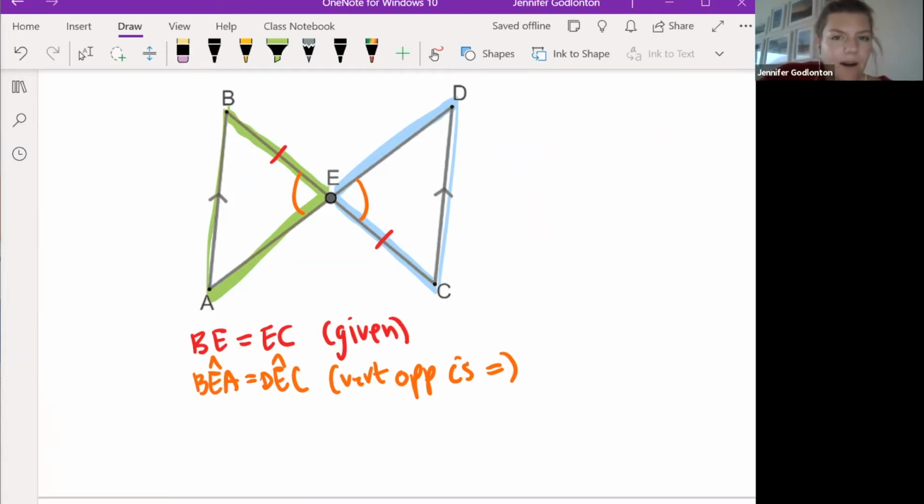All right, so I need a third one now. Omacholo, can you tell me a third thing that is the same in both of these triangles? You just need to unmute from your side. There we go. Hi.